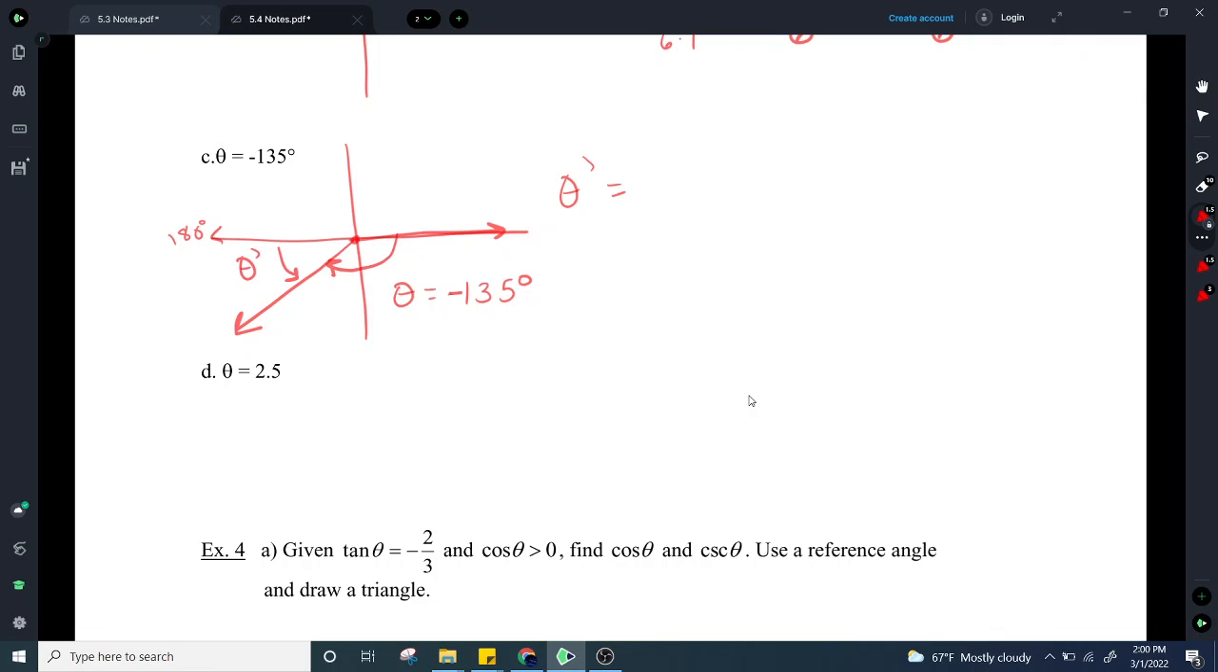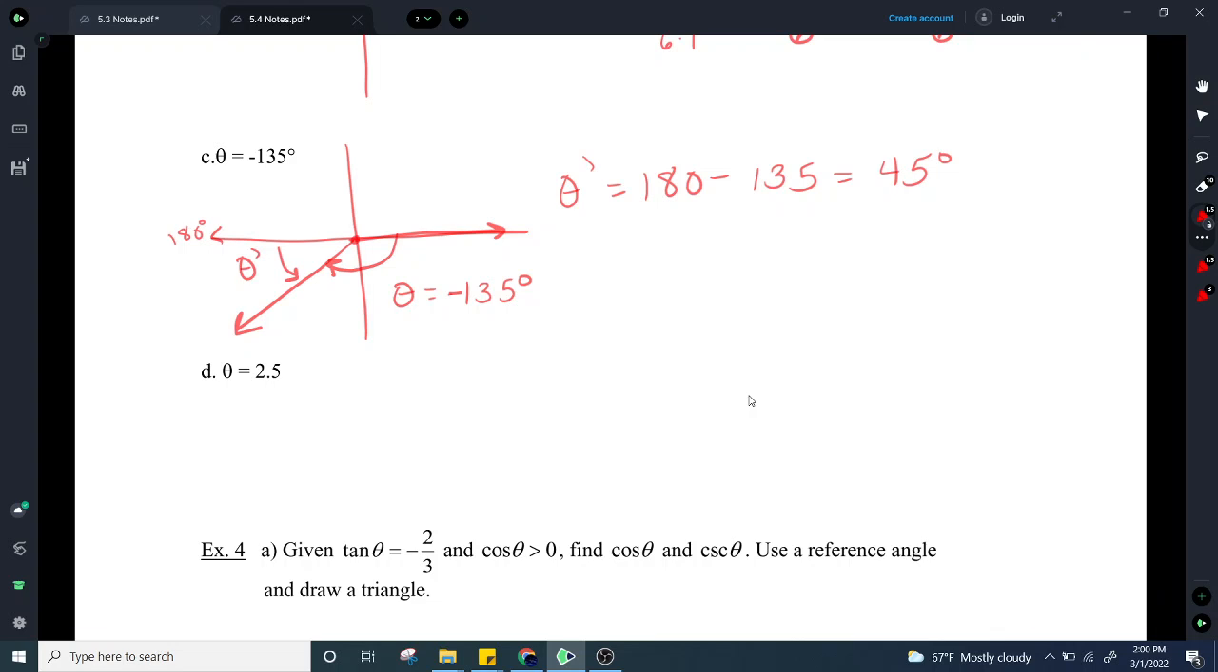The whole thing would be 180. So I'm literally going to do 180 minus the 135. Does that make sense? That'll fill in that little gap right there and complete the rotation. So 180 minus 135 would leave me with 45 degrees. So the reference angle would be 45 degrees.